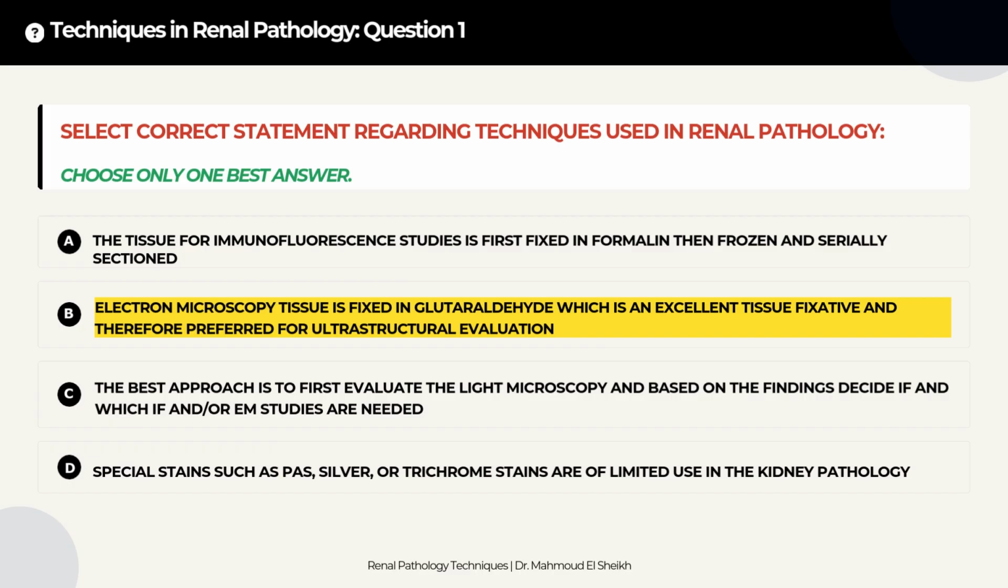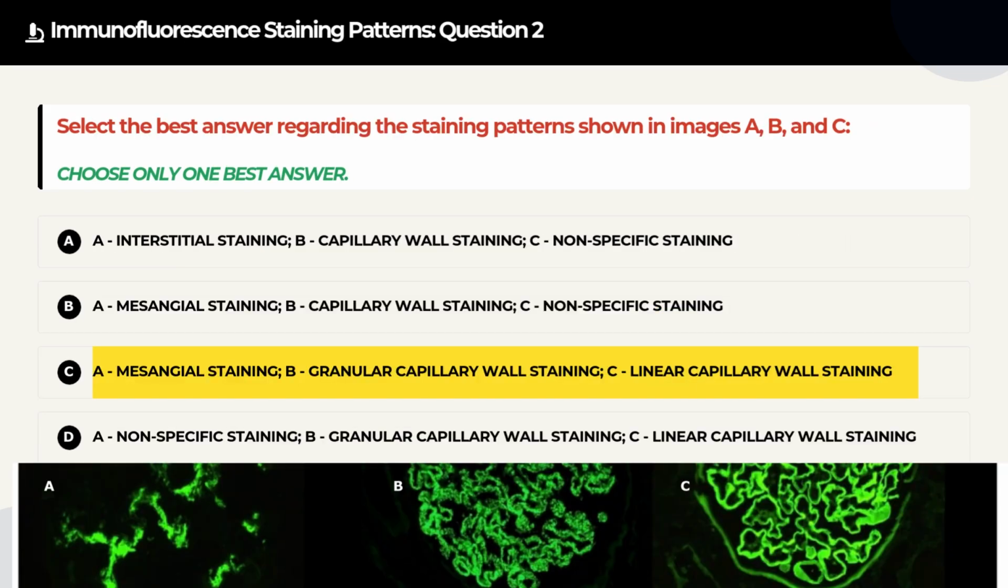All kidney biopsies should be studied by light microscopy, immunofluorescence, and electron microscopy, but this is often not the case due to high costs. In most labs, PAS, silver, and trichrome stains are done routinely, and they are extremely helpful for evaluation of kidney parenchyma. And the answer for this quiz: this is the mesangial staining pattern, this is the granular capillary wall staining pattern, and this is the linear capillary wall staining.